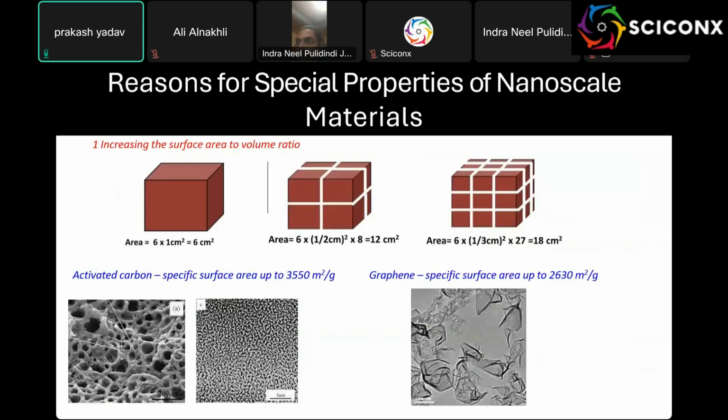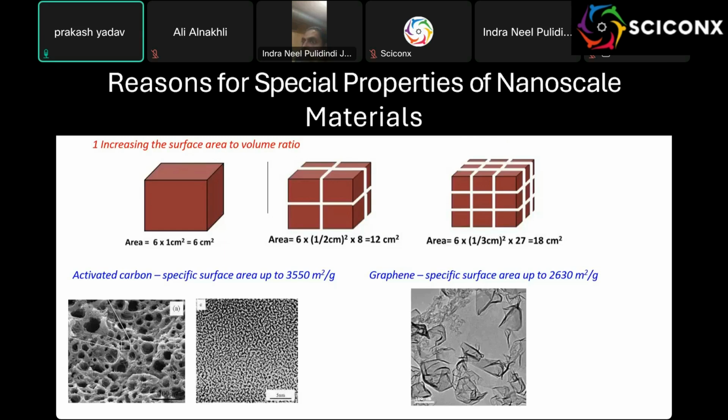The first reason is the increasing surface to volume ratio. It means, if we take a 1 centimeter cube, it has 6 square centimeter surface area. But when we divide it in half, then we clearly see that the surface area doubles, meaning 12 square centimeters. And again we divide it, the surface area also increases.